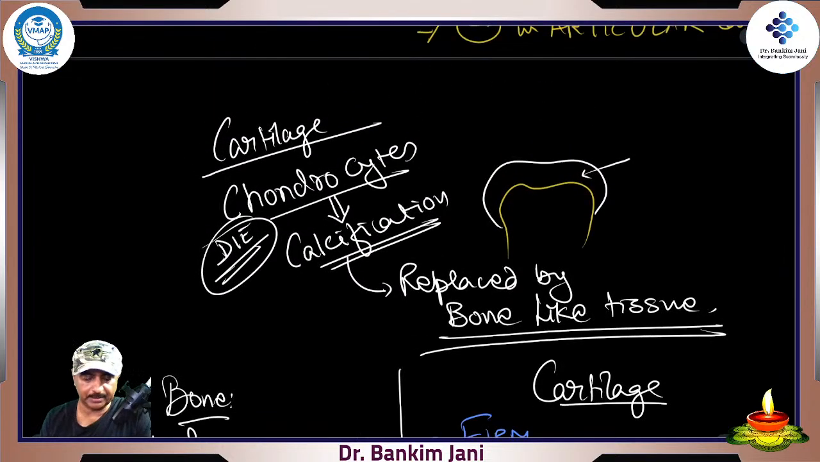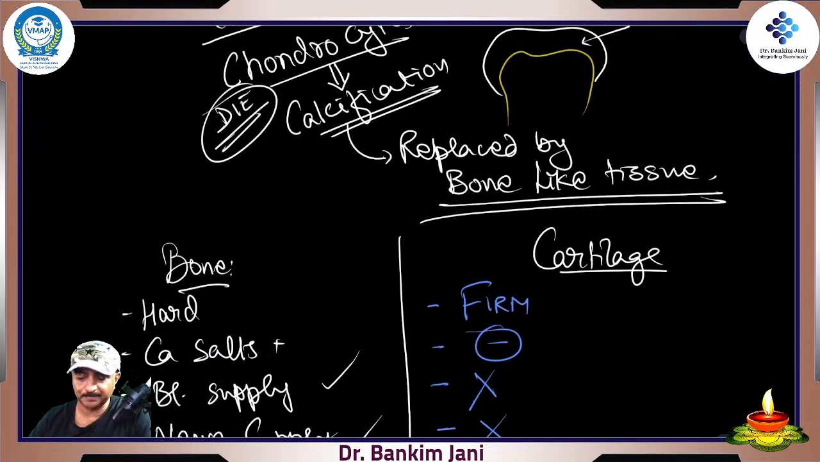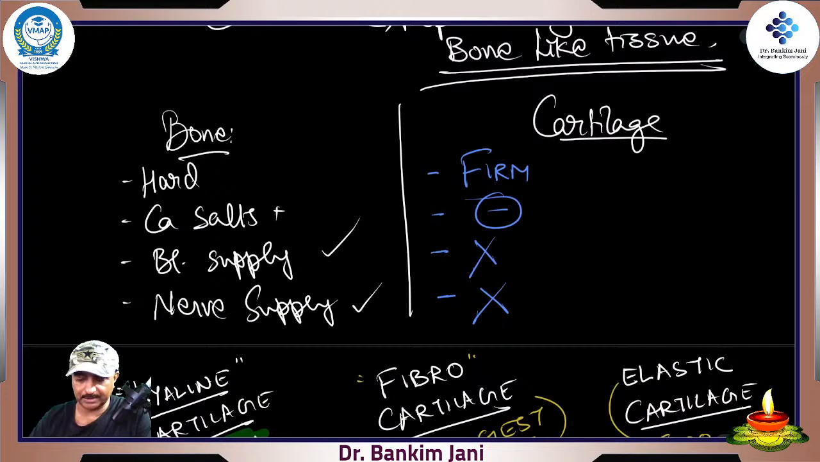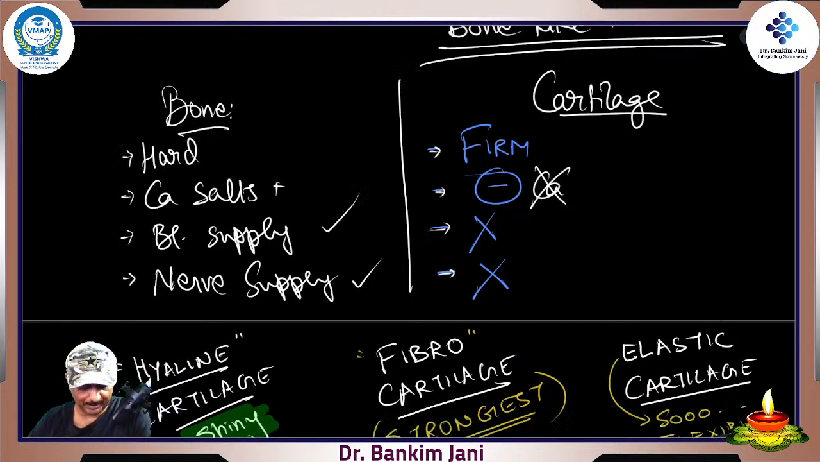Over here, cartilage has chondrocytes. When the chondrocytes die, they lead to calcification, deposition of calcium, and they are replaced by bone-like tissue or bone-like structure. Bones are hard, calcium salts are present, right? They have a rich blood supply and a good nerve supply. Our cartilage is firm but has no calcium salts, and there is no blood supply and no nerve supply.